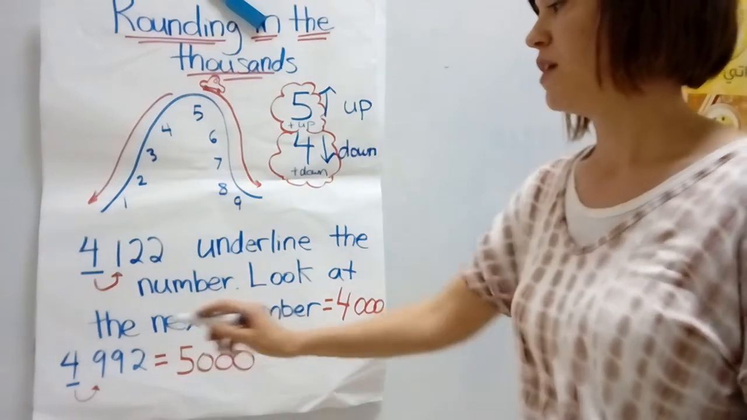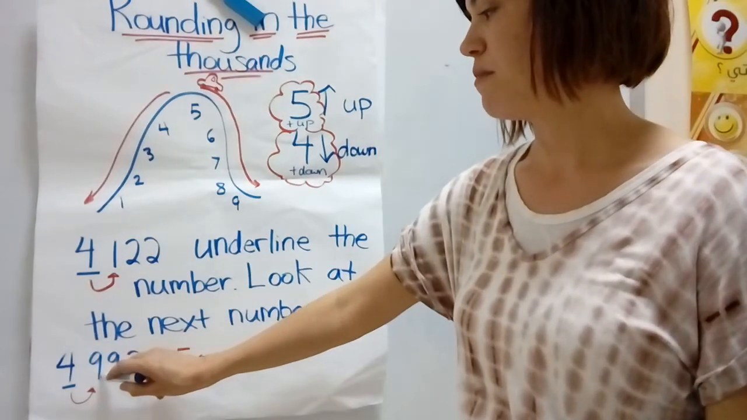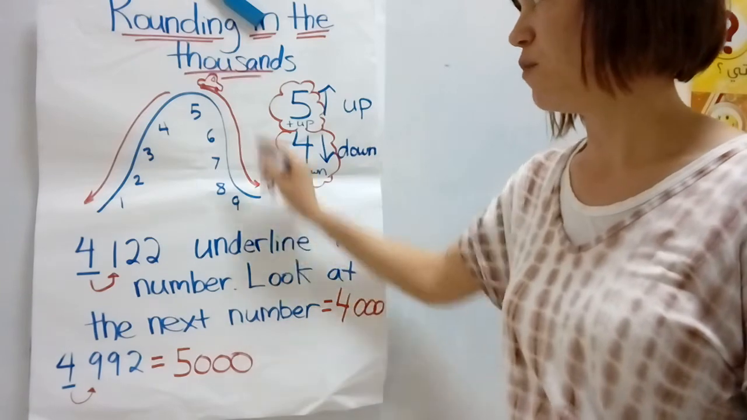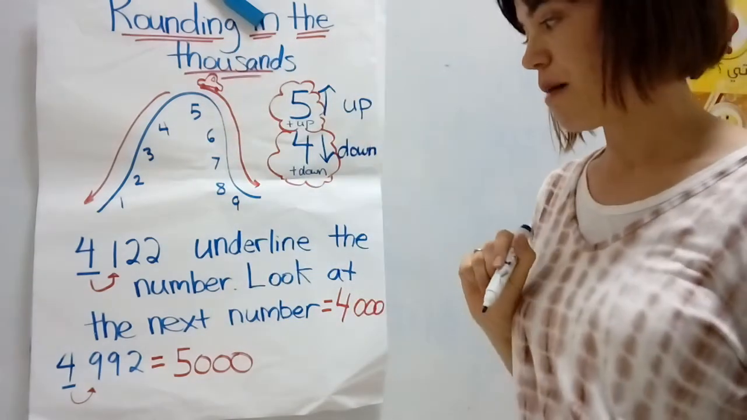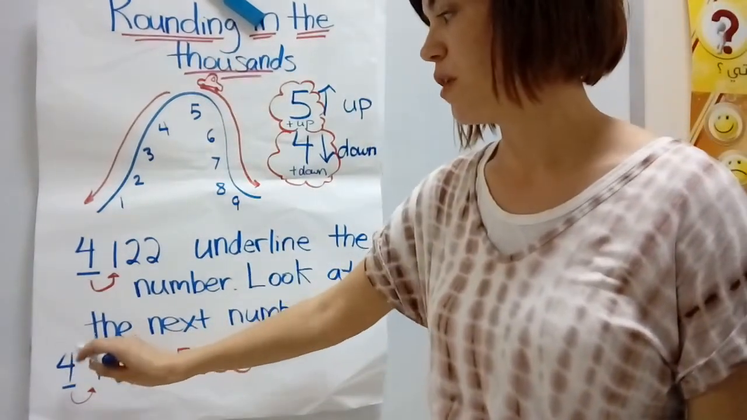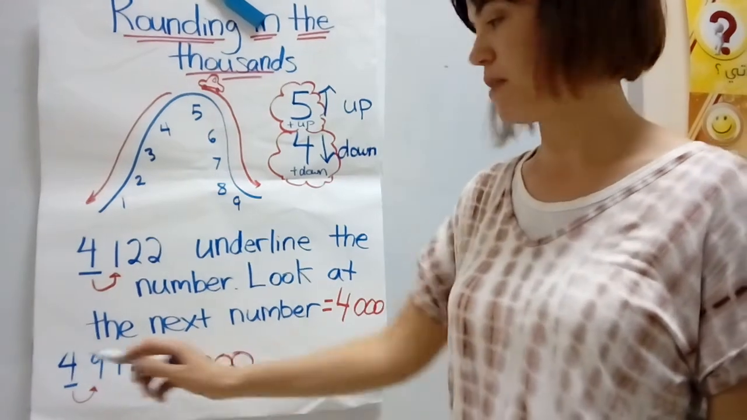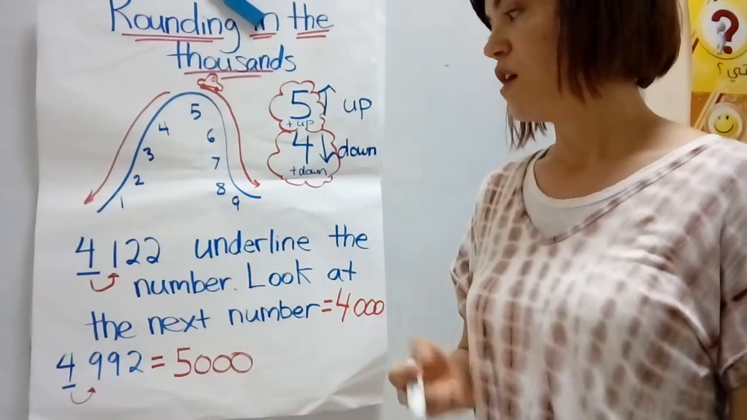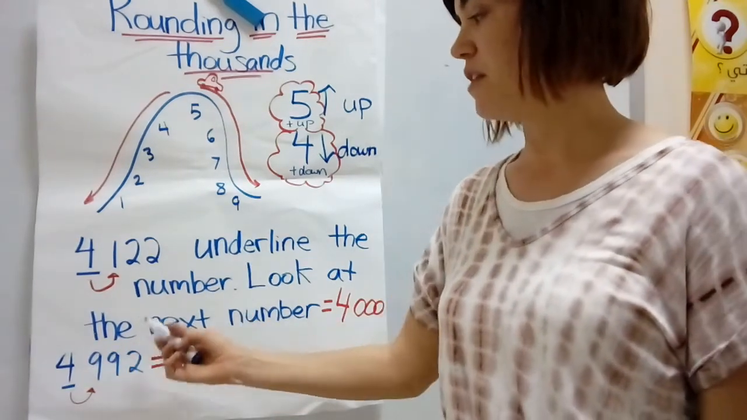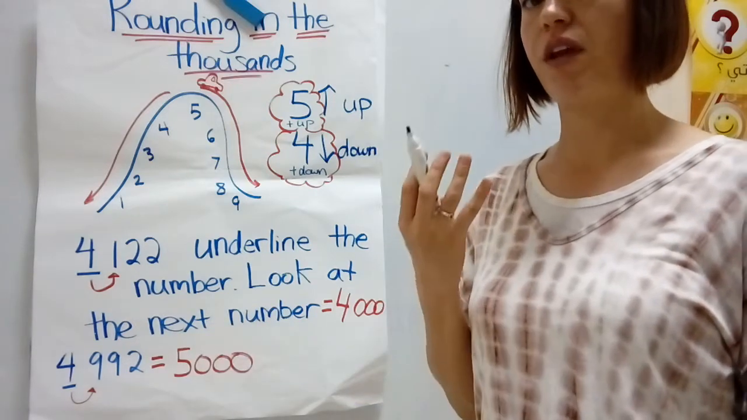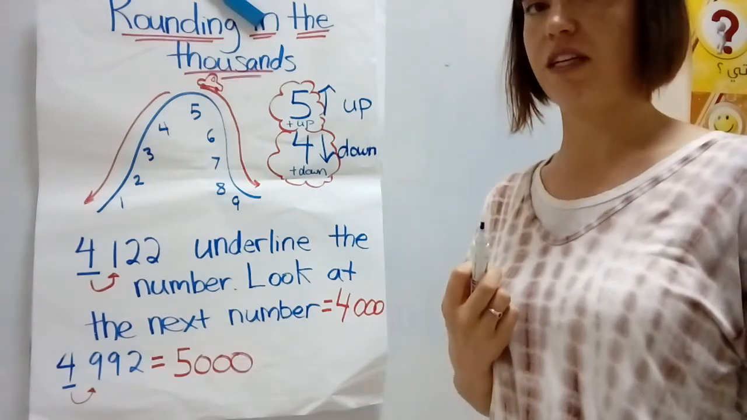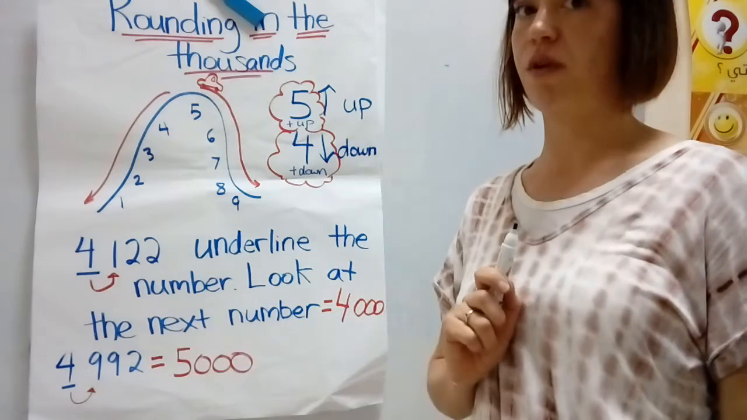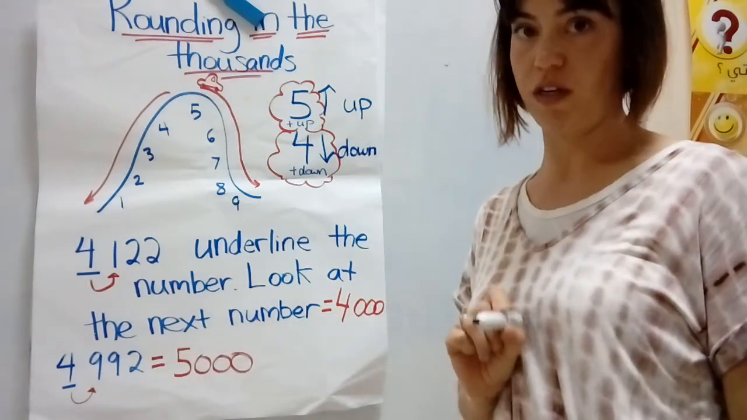4,992. We look to the next number. It's 9. We know that 9 rounds up. So we do 4 plus 1 is 5, so it becomes 5,000. We know 4,992 is between 4,000 and 5,000, and looking at this number, we can see it's much closer to 5,000.